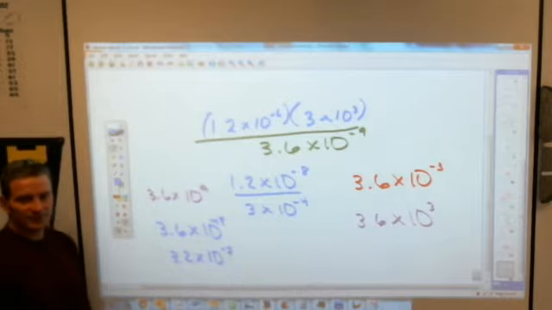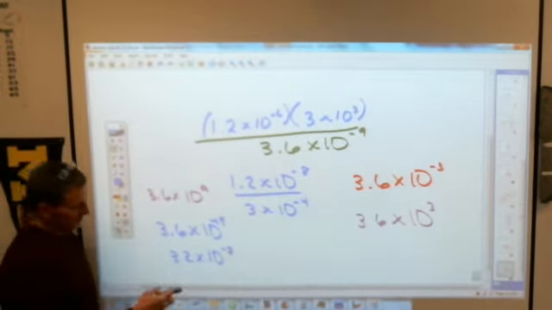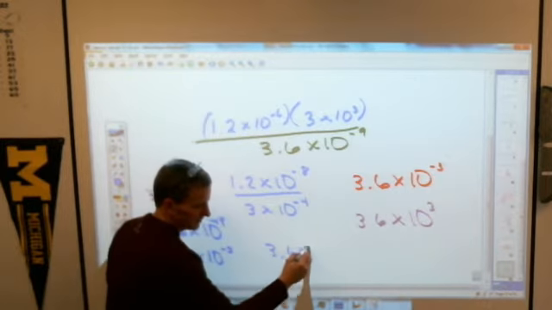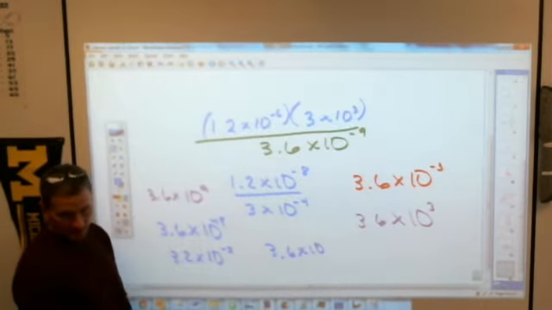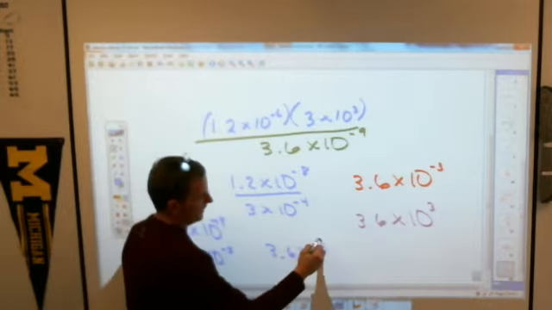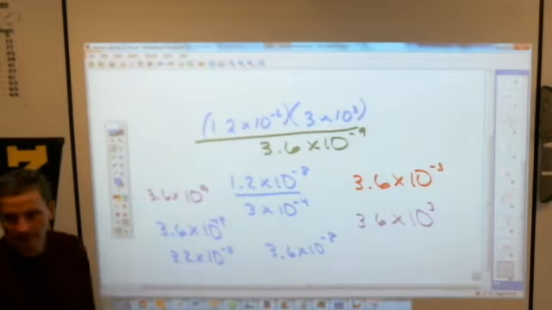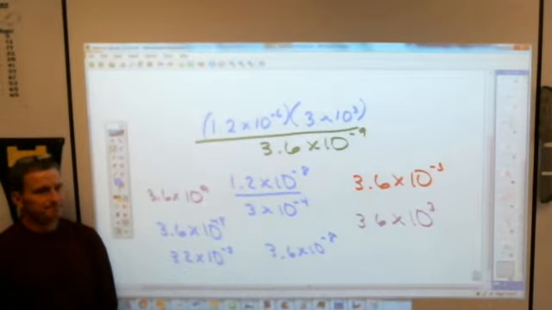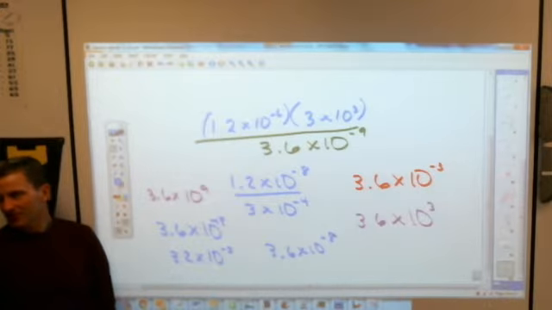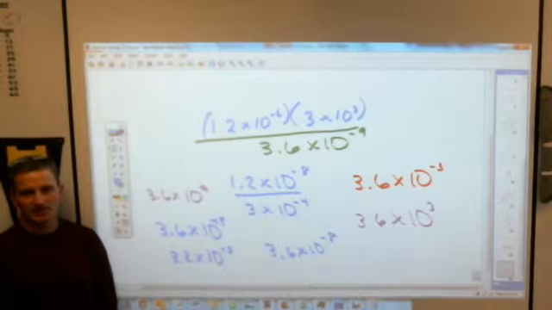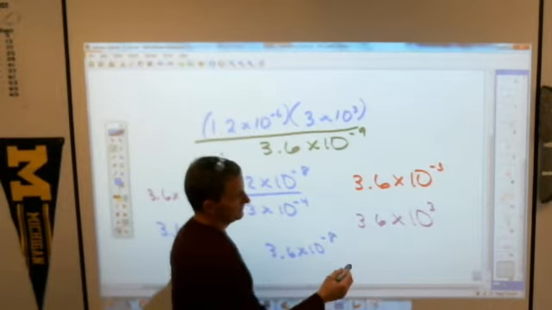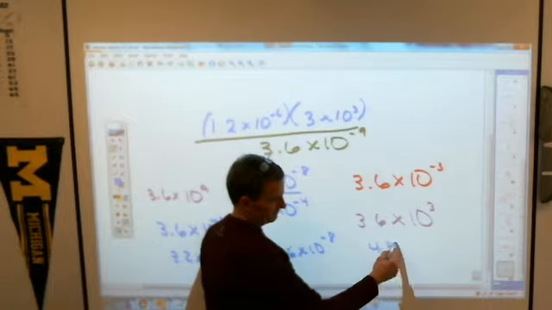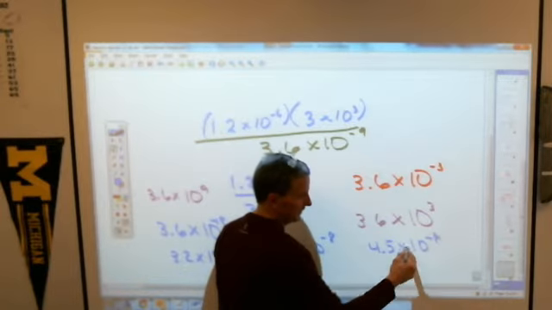Joseph, I know. We were getting down to the nitty gritty. 3.6 times 10 to the negative 8th power. Just come stand here. Separate yourself from Laura because you don't want to be next to her. Emma! 4.5 times 10 to the negative 8 power.